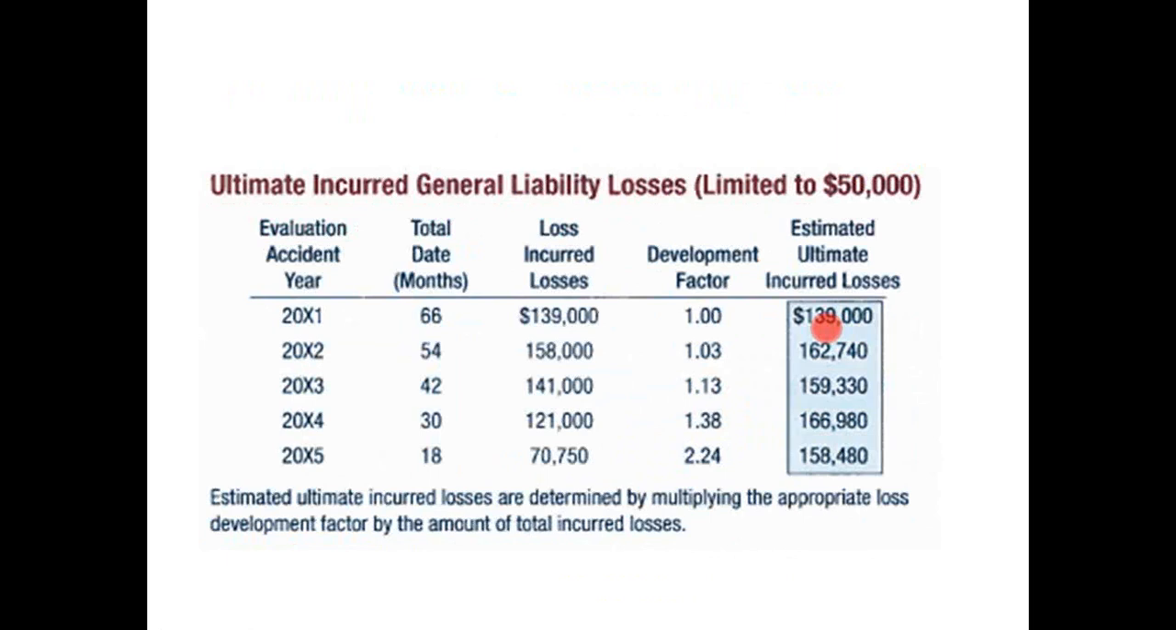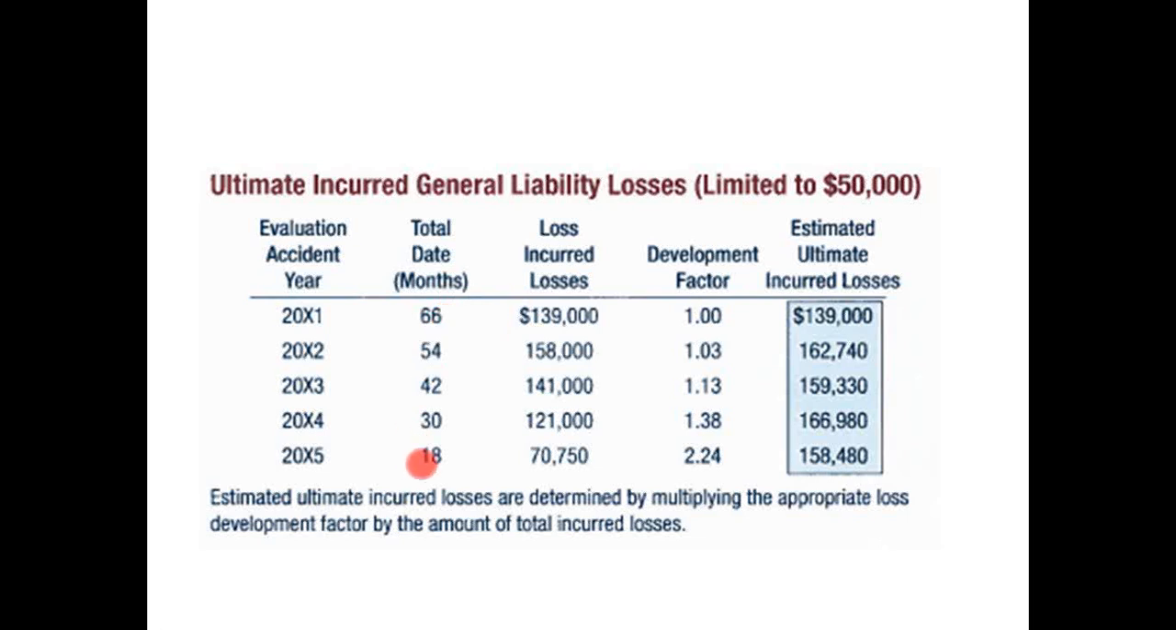So now using this chart here, kind of going back as we've gone through, for 2001, our total incurred is 139,000, and we have a development factor in this case of just 1, which means there's no loss development at this point, because this shows how mature the claim is. So this is a very old claim. It's fully developed basically at this point.